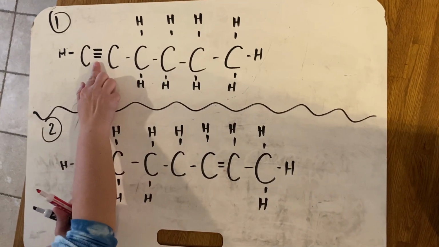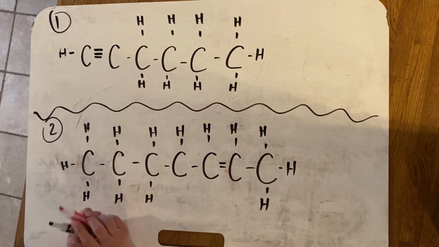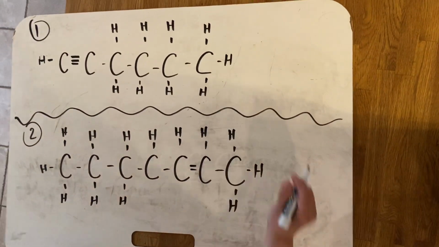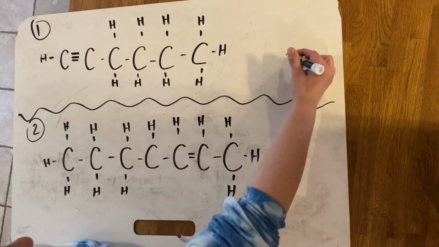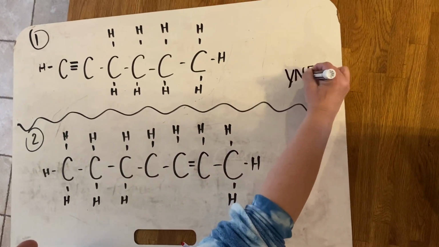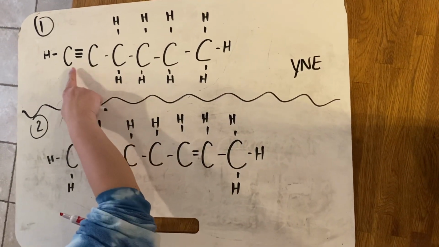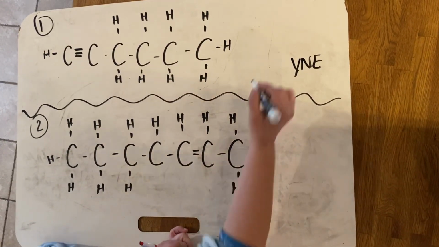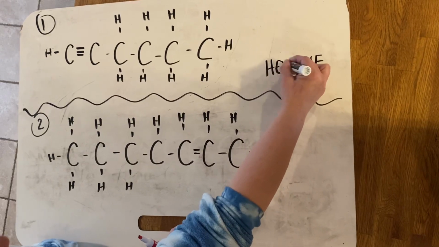So this here is a triple bond. With the triple bond, I know that I have an alkyne. Since I have an alkyne, because all triple bonded hydrocarbons have that alkyne ending of Y-N-E, what I also want to do is count how many carbons I have. If I count, I see that I have 6 carbons, and the prefix for 6 is hex. So I do have hexyne right here.